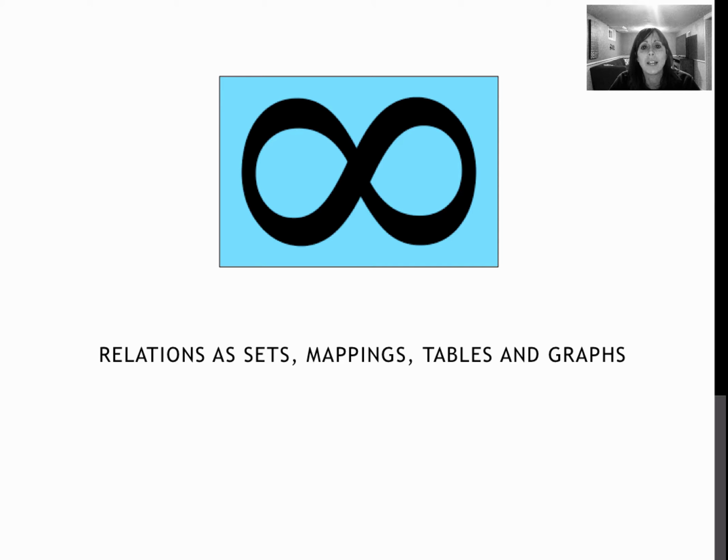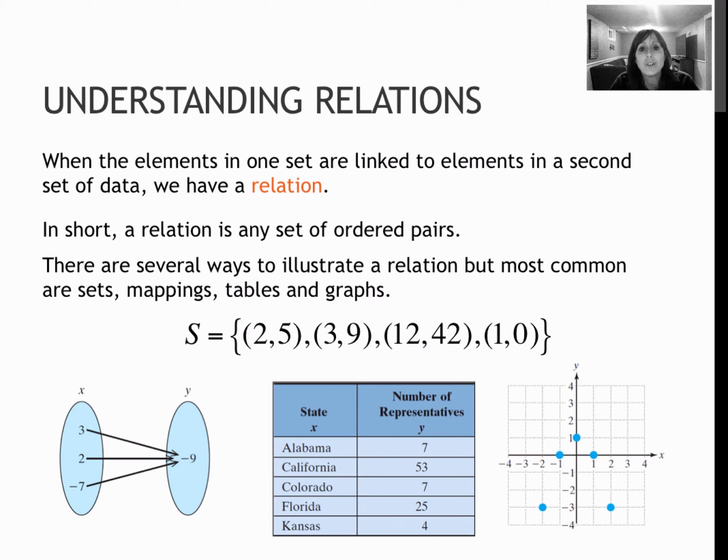We're going to talk about relations and the different ways that we're able to display a relation. A relation is when one set of data is related to another set of data, which is why it's called a relation, because they're related. In short, a relation is any set of ordered pairs. So we know ordered pairs are x, y.